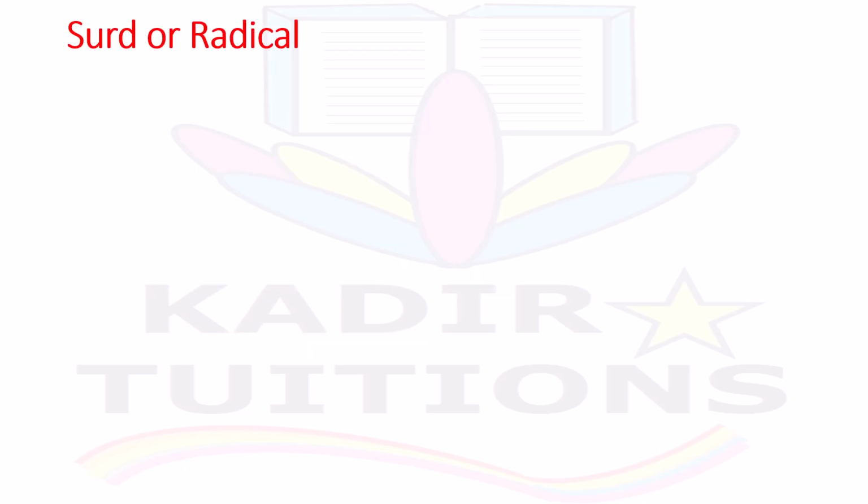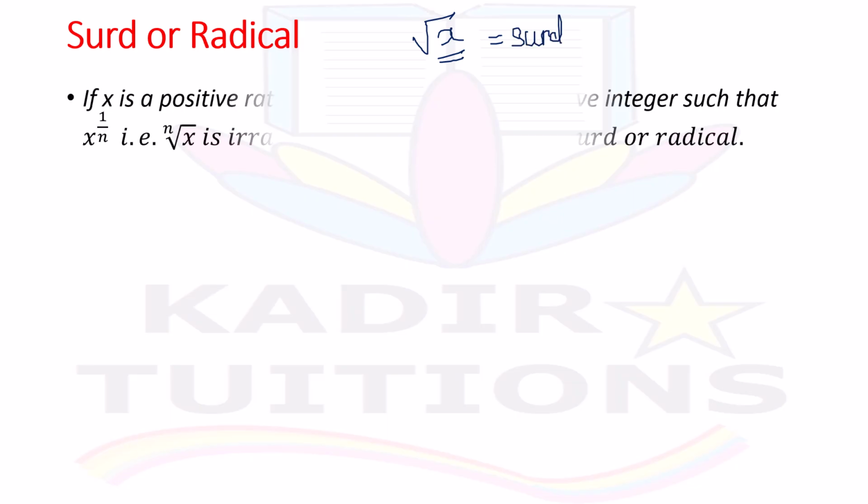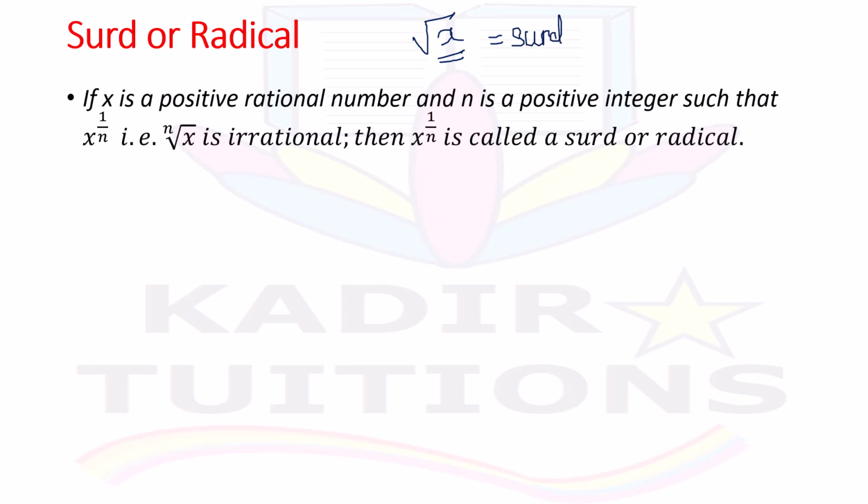A surd is nothing but some root x, and this root x cannot be simplified even further. Then I can say it's a surd. So this is what we are going to see in the definition. If x is a positive rational number, what is inside the root is a positive rational number, and n is a positive integer, where this n is specified on the top of the root. This will decide whether it is a square root or a cubic root. If no number is presented on the top of the root, then I can say it's a square root.